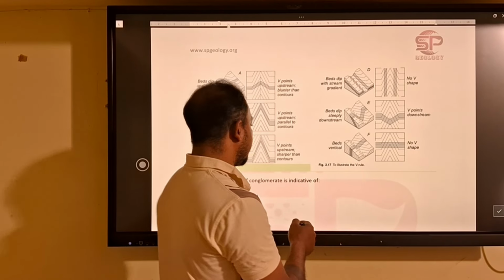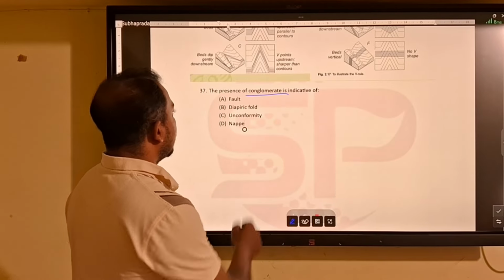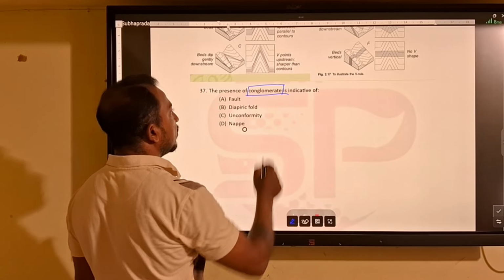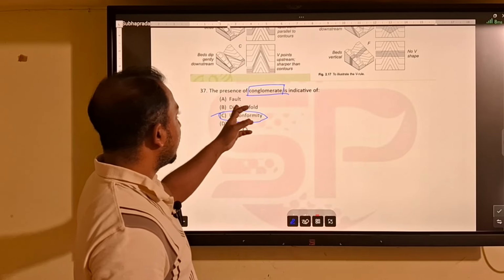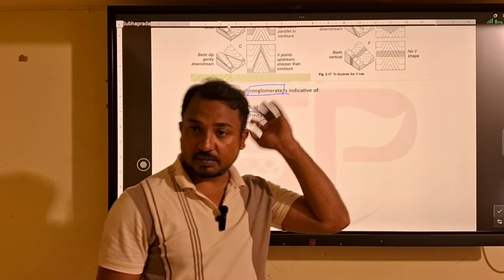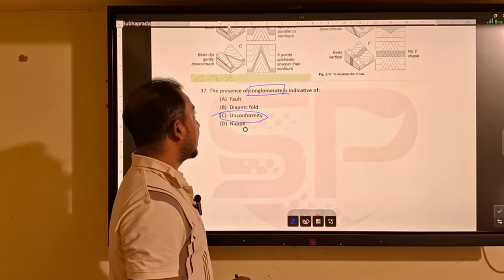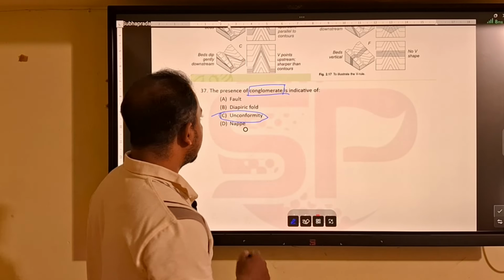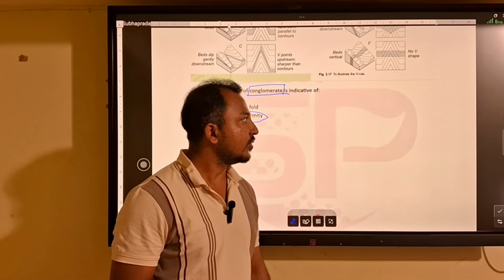So next question, the presence of conglomerate is indicative of what. Remember, the presence of a basal conglomerate or any conglomerate bed in a deposition always indicates an unconformity. We have discussed that a fault is indicated by the presence of breccia, and like that, conglomerate indicates the presence of an unconformity. The answer will be unconformity.